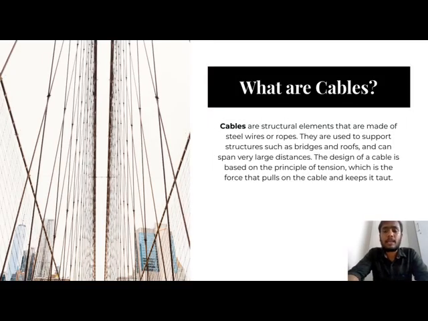What are cables? Cables are structural elements that are made of steel wires or ropes. They are used to support structures such as bridges and roofs and can span very large distances. The design of a cable is based on the principle of tension, which is the force that pulls on the cable and keeps it taut.